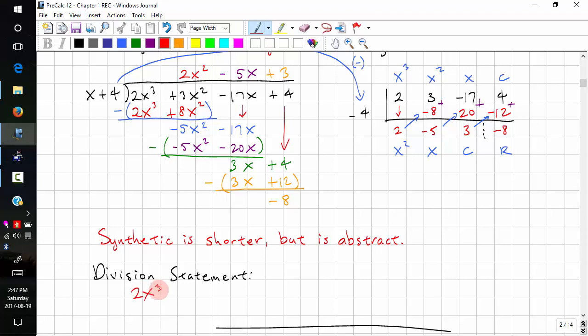2x cubed plus 3x squared minus 17x plus 4. So we're taking our dividend and we write our divisor and we write our quotient. And we add our remainder. It should just be a negative 8 or minus 8.